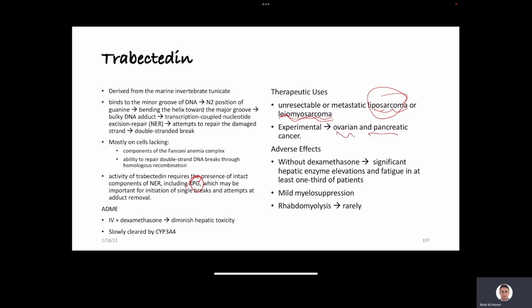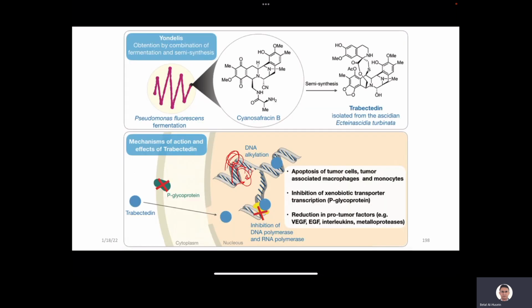Adverse effects, as we said, hepatic toxicity would be increased. That's why they give it with dexamethasone. It causes myelosuppression and destruction of the skeletal muscles in the body, which is called rhabdomyolysis.